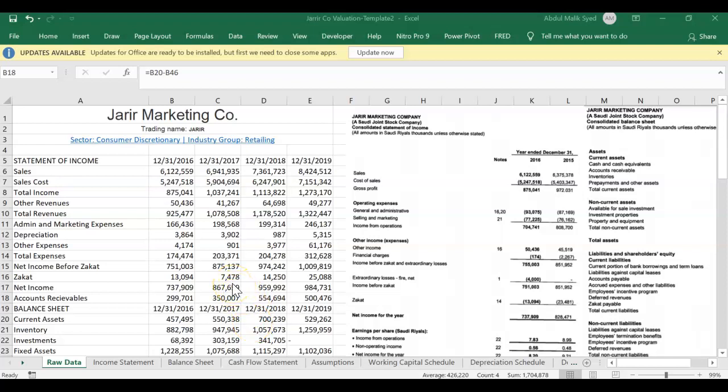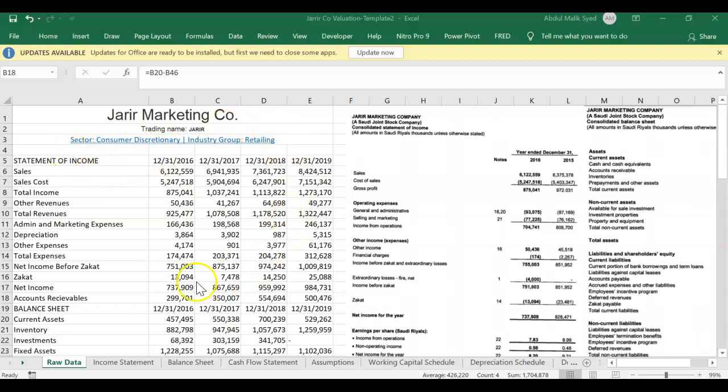Hello and welcome to the presentation on how to do a corporate valuation. The project was given to you based on this template. You are supposed to bring the raw data from the Tadawul website.